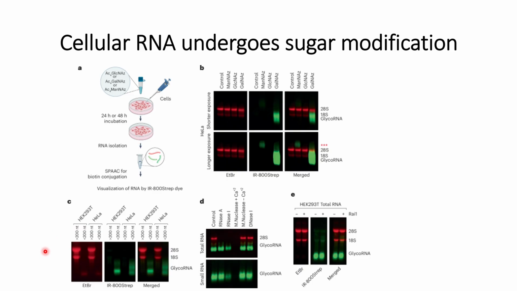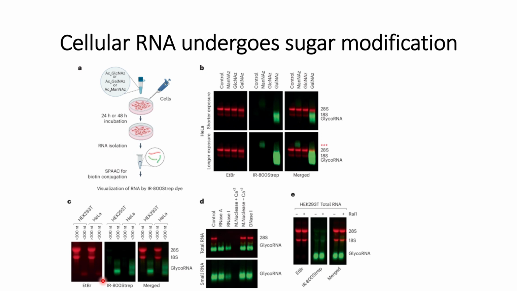Thereafter, they wanted to check whether these glycoRNAs are in the larger RNAs or in the smaller RNAs. So they fractionate these RNAs into different populations: first, greater than 200 nucleotides, and second, less than 200 nucleotides. They checked it for HEK cells and HeLa cells, and they see that most of these RNAs are greater than 200 nucleotides, but some of the RNAs are less than 200 nucleotides.